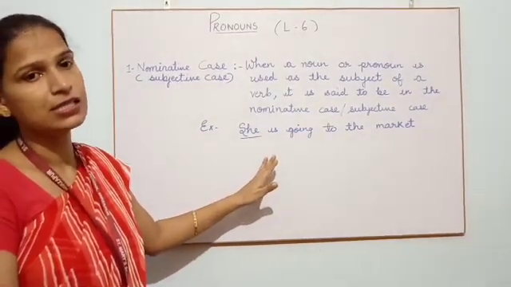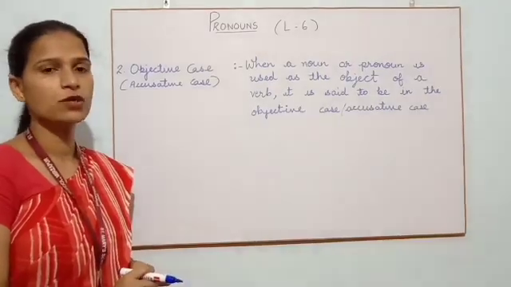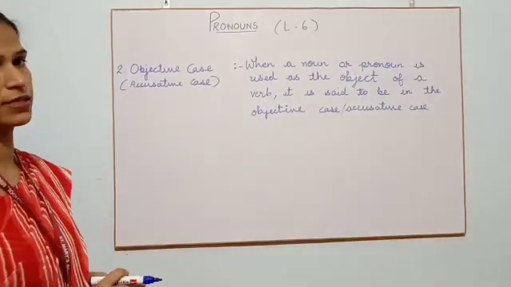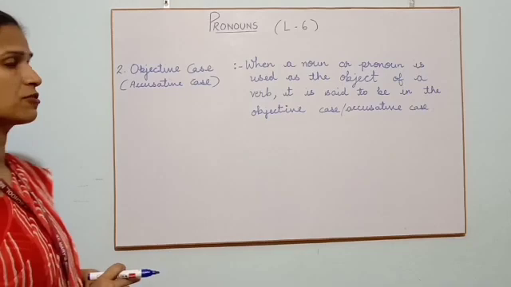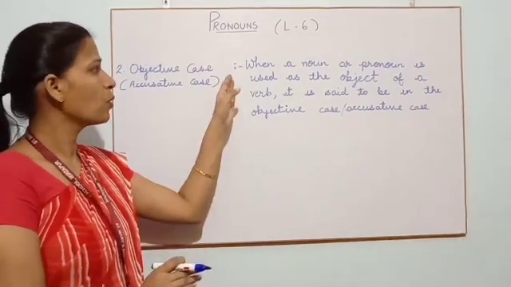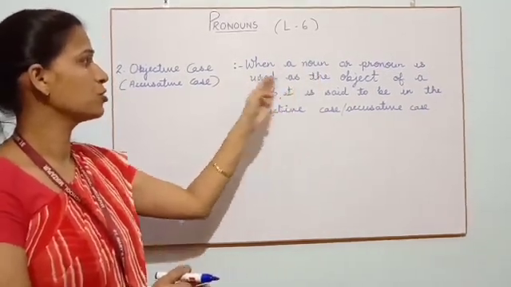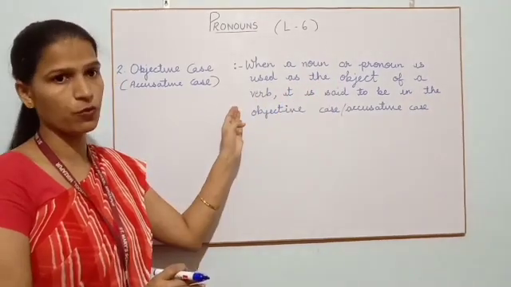Here you can see that she is acting as a nominative or a subjective case in the sentence. Second one is objective case. This can be called the accusative case. When a noun or pronoun is used as the object of a verb.